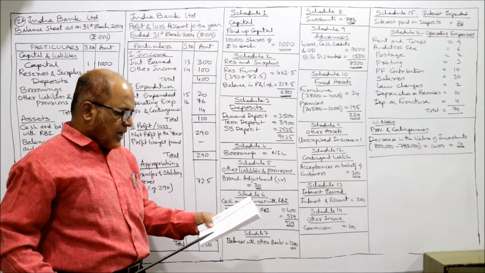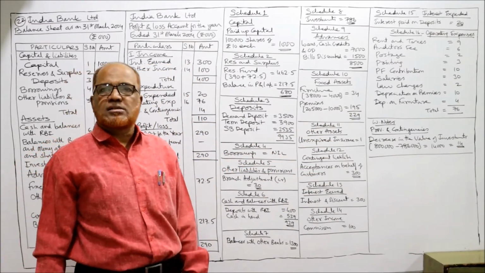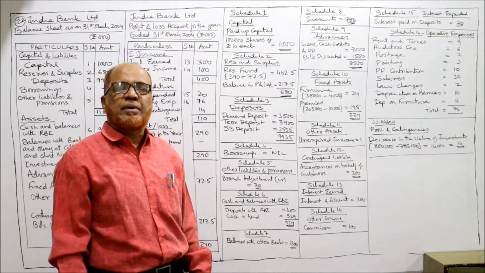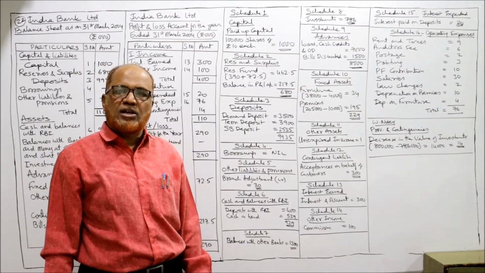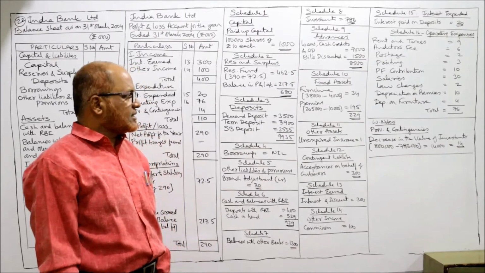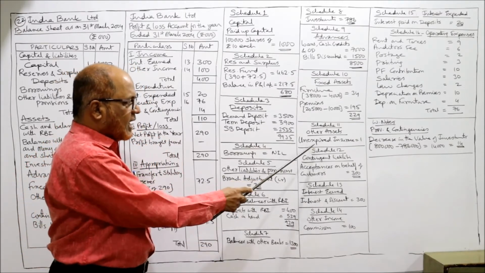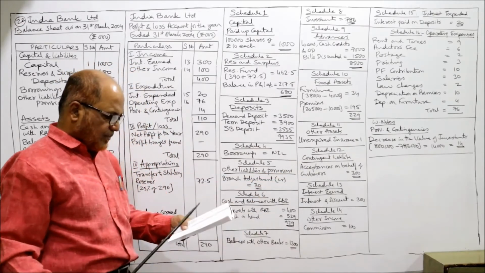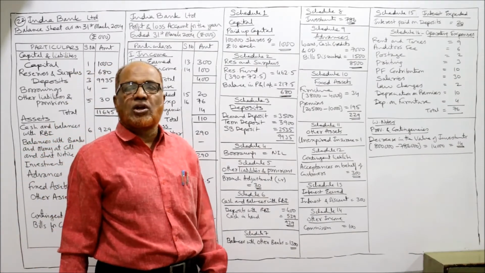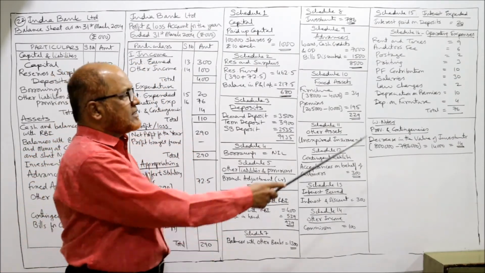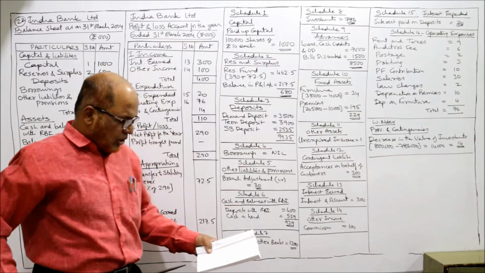Then after that, unexpired insurance. Unexpired insurance means prepaid insurance, so it will be taken in schedule number 11, other assets. Here, other assets, unexpired insurance, 1000. Then we have law charges, under operating expenses.